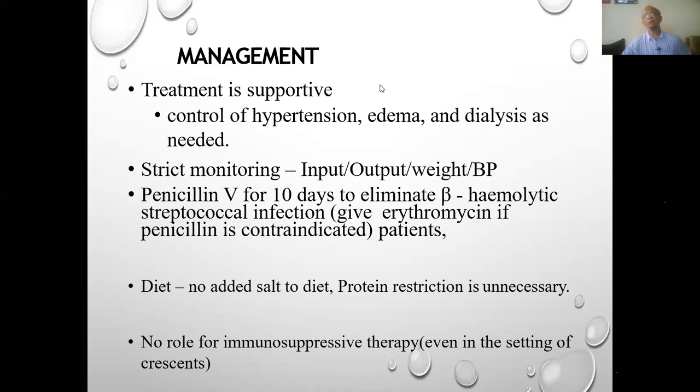So, in case of acute post-infectious glomerulonephritis, the treatment is mainly supportive, and gradually the patient goes back to normal. But you have to address all these things. That is, hypertension should be controlled, edema should be treated, and if there is acute azotemia, you can also advise dialysis.